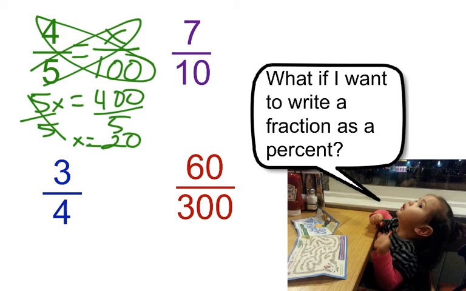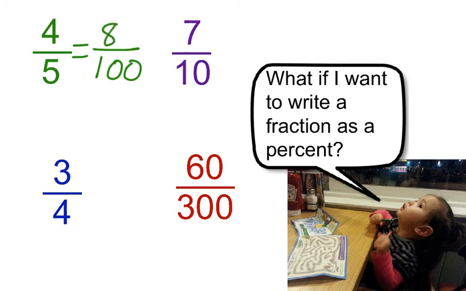Some of you might, of course, also know that 5 times what is 100? Sorry, 80. I was getting ahead of myself there. 5 times what is 100? And of course, 5 times 20 is 100, and 4 times 20 would give you 80. So we have, let me clean that up for you, 4 out of 5 would equal 80 hundredths. And now that you have that hundredths, you have the percent. 80%.